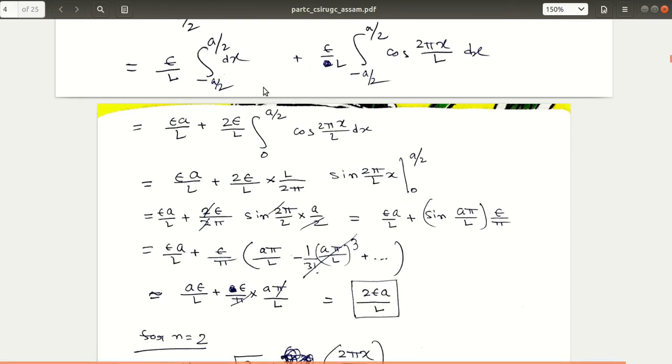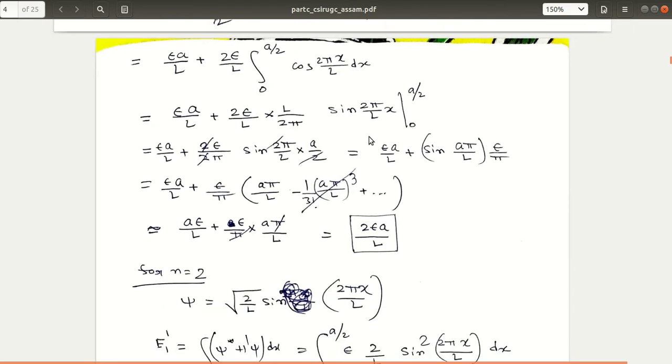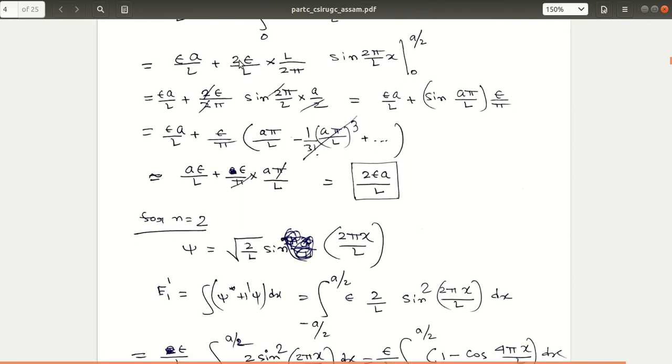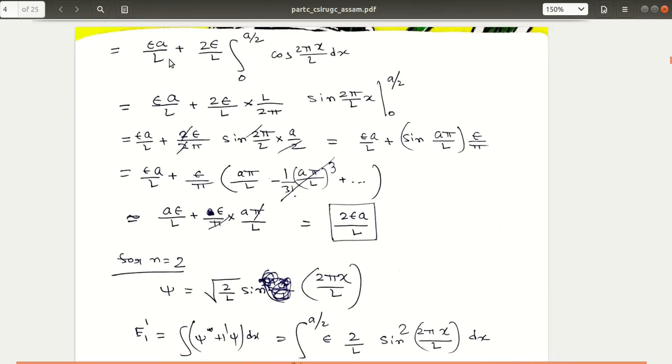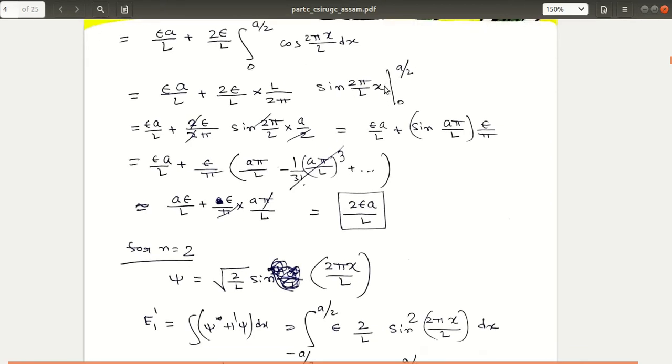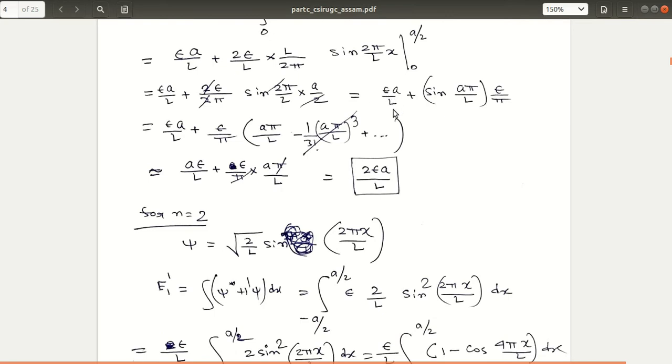And this is an even function, so you can just write 0 to a by 2, 2 times the integral from 0 to a by 2, so 2 epsilon by L into the integral from 0 to a by 2 of cos 2 pi x by L dx. Now if you perform the integral, it will give you epsilon a by L plus 2 epsilon by L into L by 2 pi sin 2 pi x by L from 0 to a by 2, and if you substitute the limits, it gives epsilon a by L plus sin a pi by L into epsilon by pi.